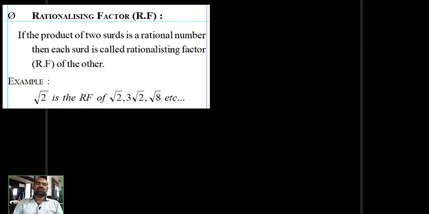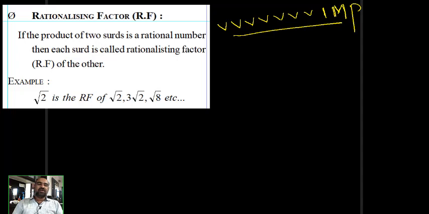Yeah, this is the concept for surds. Very, very important concept. This one, very important: a rationalizing factor. So I want to explain what is the meaning of this rationalizing factor.